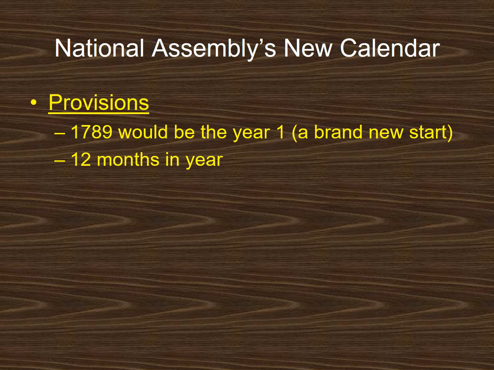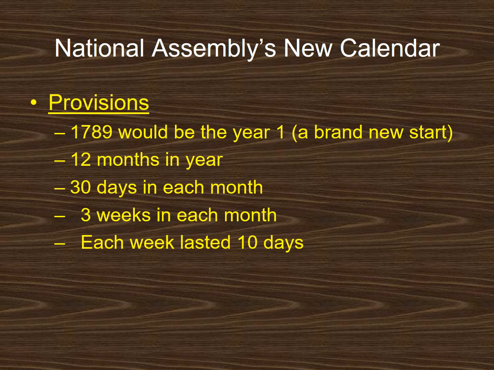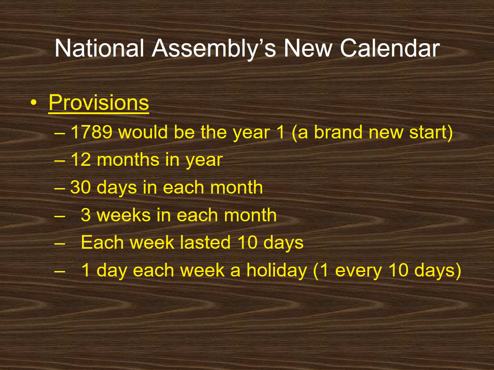They were starting with a brand new society, therefore that should be the first year. They would continue to have 12 months in a year, but each month would be uniform, it would be the same. Each month had 30 days. Also, each month had 3 weeks. Each week included 10 days.